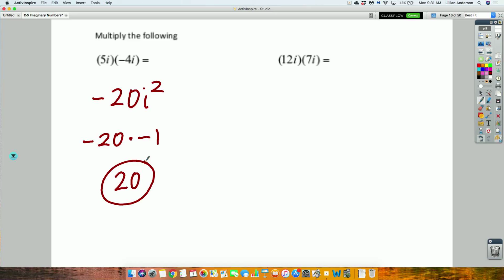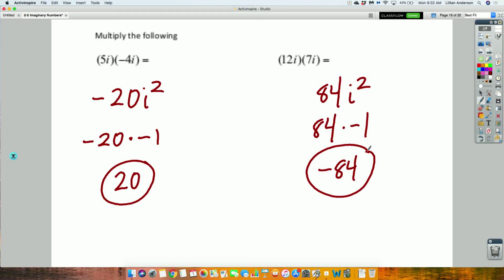So the second one was 12 times 7. 84. i times i. i squared turns into what? Negative 1. And what's 84 times negative 1?